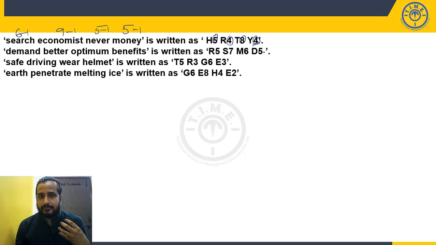But whether it is confirmed or not, check with the remaining. Demand, number of letters 6. 6 minus 1 is 5. Yes, it is there. Better, 6 minus 1 is 5, it is there. Maybe either this 5 or this 5, that we don't know. Optimum, 7 minus 1 is 6. Yes, we have. Benefits, 8 minus 1 is 7. Yes, we have. Save, 4 minus 1 is 3. Either this 3 or this 3, that we don't know.